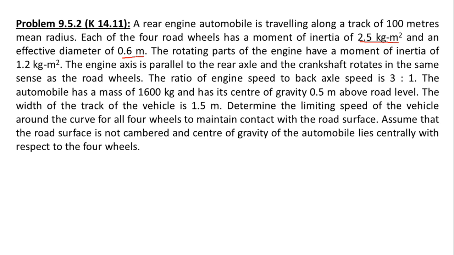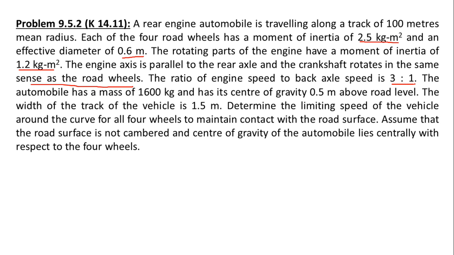0.6. So radius is 0.3. Rotating part of the engine has a moment of inertia of 1.2 kilogram meter square. Engine axis is parallel to the rear axle and the crankshaft rotates in the same sense as the road wheels. Okay, therefore you will have a plus sign when you are finding net couple. The ratio of engine speed to the back wheel speed is 3:1. So gear ratio is 3.